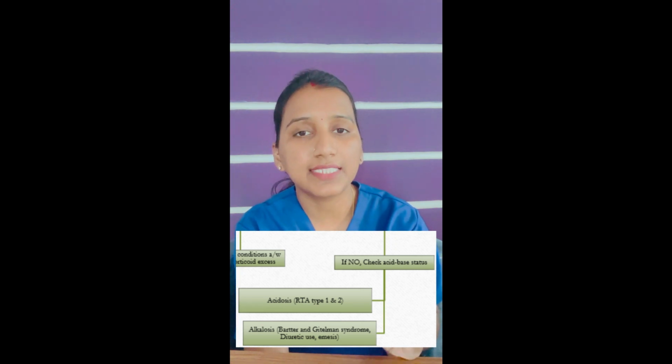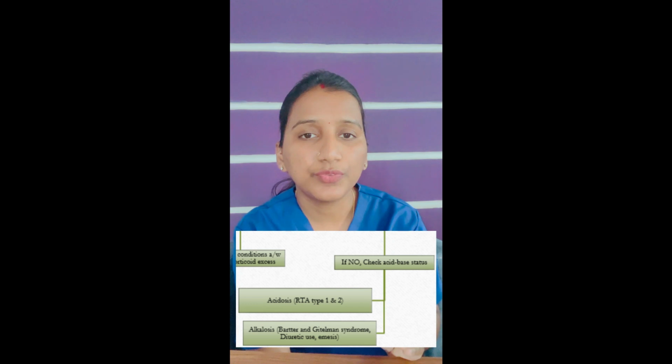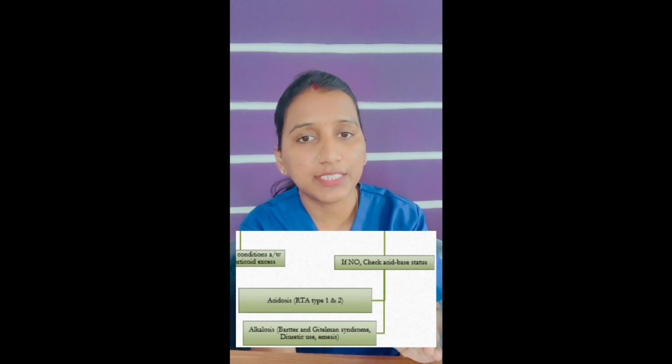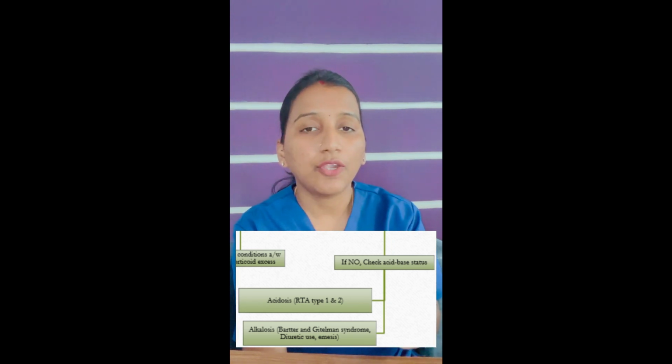If the patient has acidosis, then it could be due to renal tubular acidosis type 1 and type 2. If the patient has alkalosis, then it could be due to Bartter syndrome, Gitelman syndrome or diuretic use. Along with potassium, other electrolytes must be evaluated, as alkalosis may present with hypokalemia, hypocalcemia and hypomagnesemia. The patient would have low chloride levels if vomiting was present. Chloride levels may be elevated if renal loss is present.